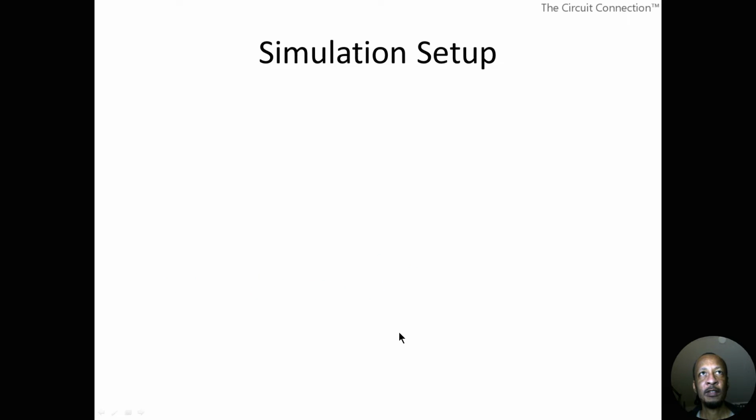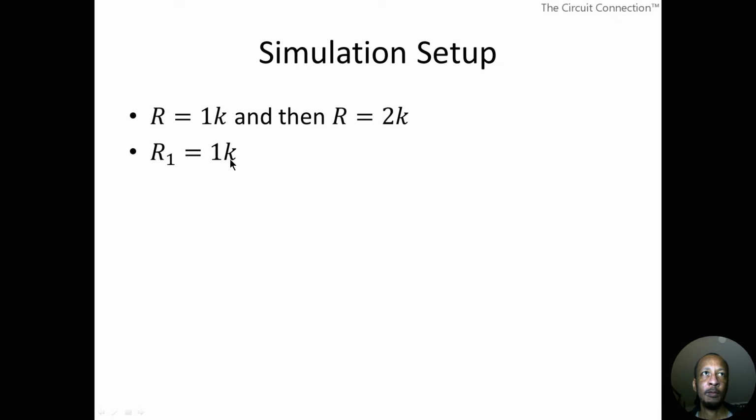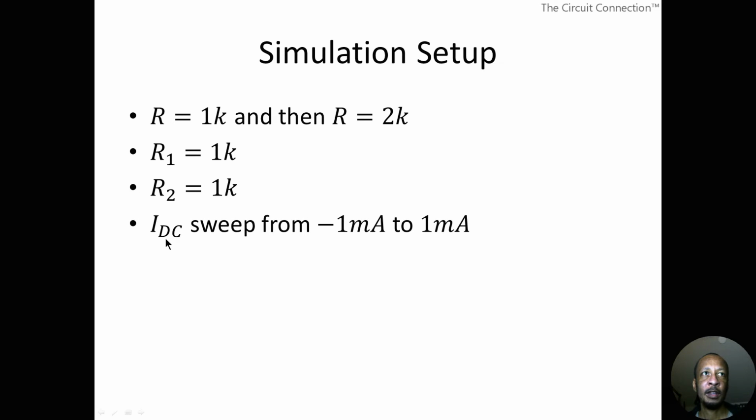And so for my simulation setup, what I use for values here is, again, I'm doing a parametric sweep for R at 1K and then R at 2K. R1, I'm going to set and leave at 1K. R2, I'm going to set and leave at 1K. And then IDC, I'm going to sweep again from negative 1 milliamp to 1 milliamp. So notice again with R and IDC, it's the same as the last simulation that I did. The only thing here is that I have the addition of R1 and R2 in this T network. So let's see what our simulation result looks like.